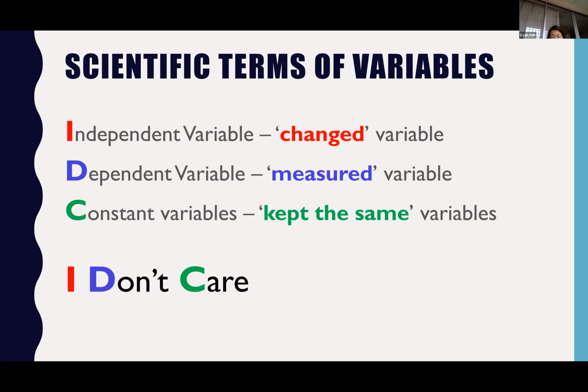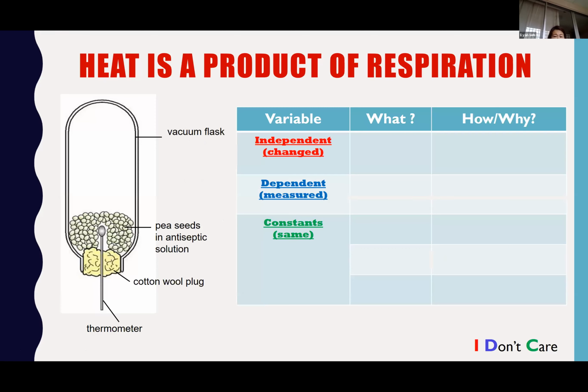Okay, let's take a look at more examples of the questions that we can look at. For example, heat is a product of respiration. What do you all think is the independent variable? And then what are we measuring? And then what are the constant variables?